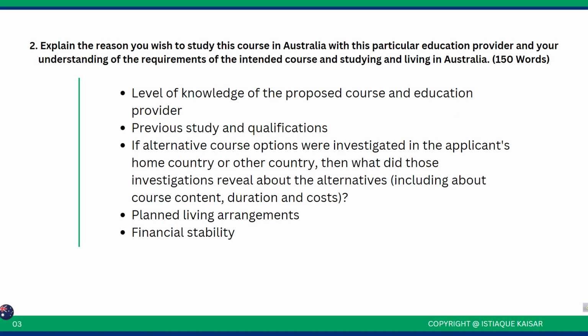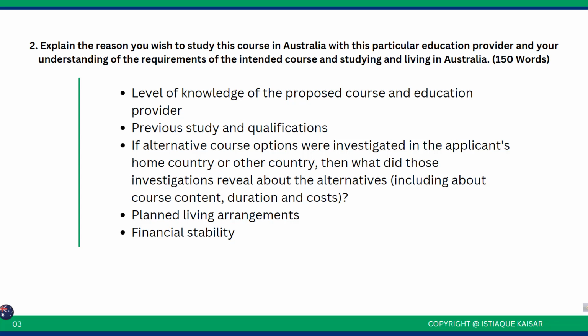And then next, there is a big question: explain the reason you wish to study this course in Australia with this particular education provider, and your understanding of the requirements of the intended course and studying and living in Australia. This is all the knowledge you need to describe, because this is the second question you will face and you need to answer again within 150 words.